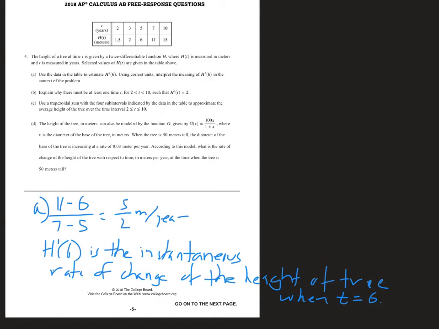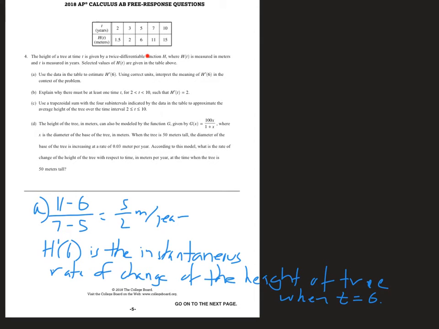All right, part B, explain why there must be at least one time t on the interval from 2 to 10 such that h prime of t equals 2. Now this is a classic setup for the mean value theorem. Why does there have to be a time where the instantaneous rate of change equals 2? Well, we know from the mean value theorem that as long as we're differentiable, then the derivative has to equal the average rate of change at some point within the interval.